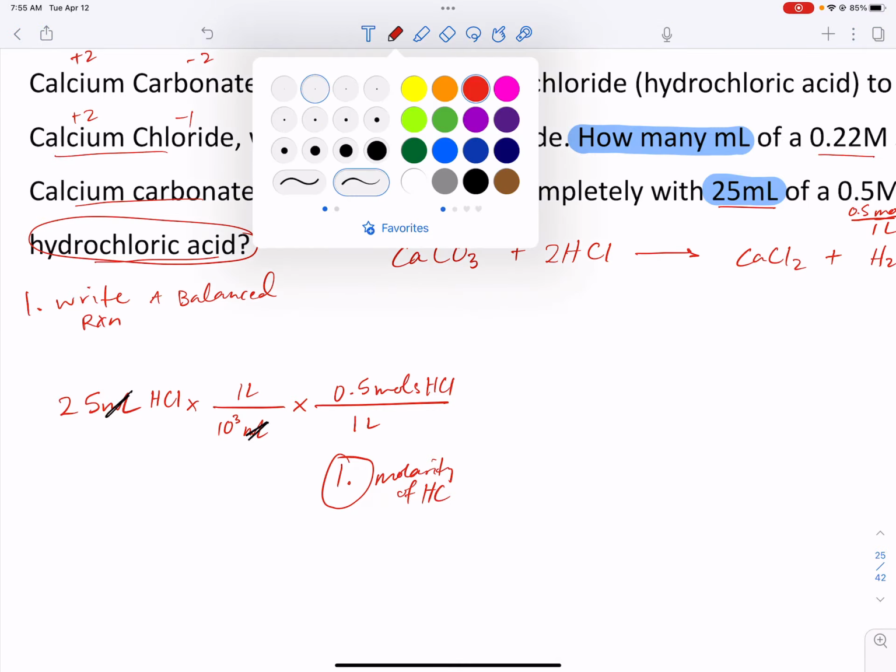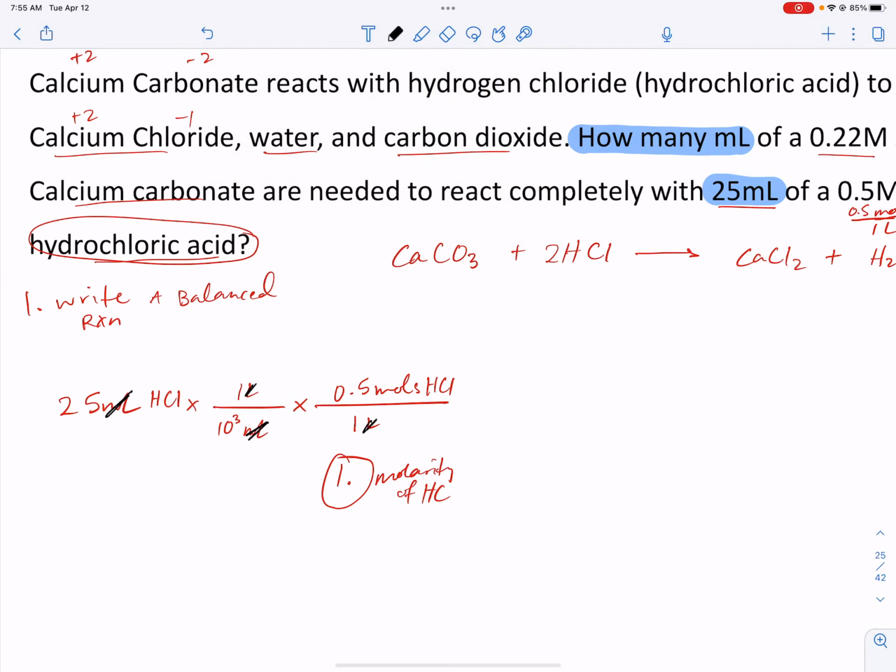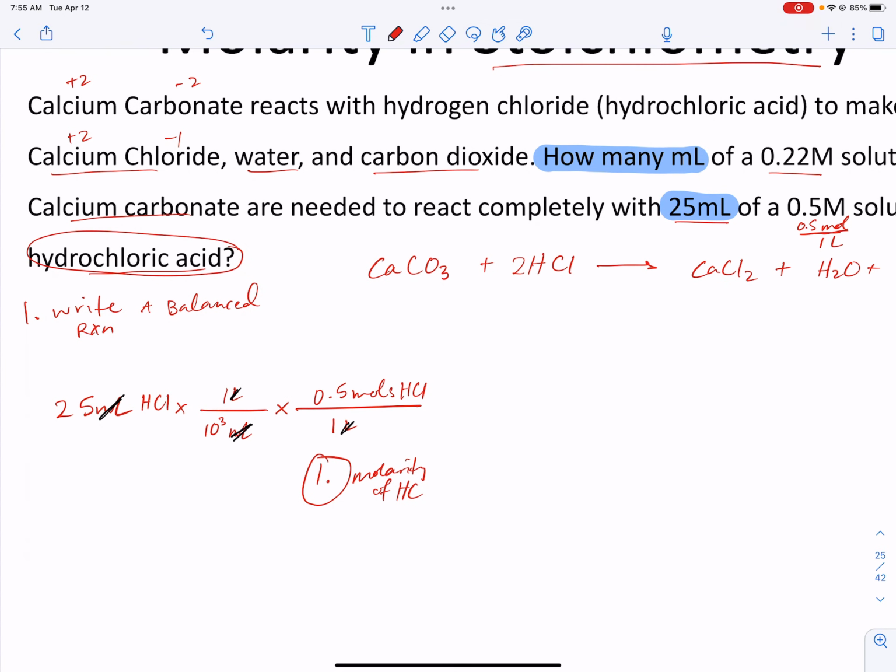So liters will cancel. And now I just have moles of HCl. So this was step 1, plugging in the molarity of HCl. So now we're going to go to step 2. Step 2 in these diagrams is always plugging in the mole ratio.